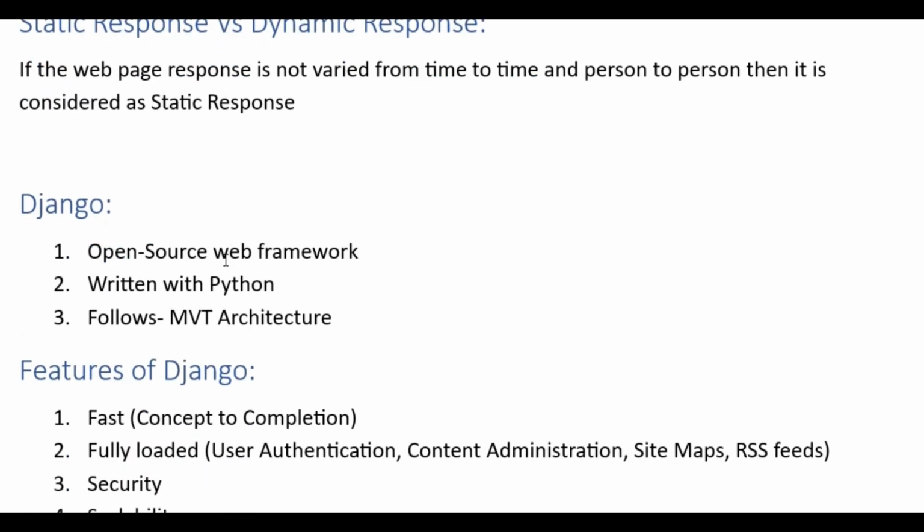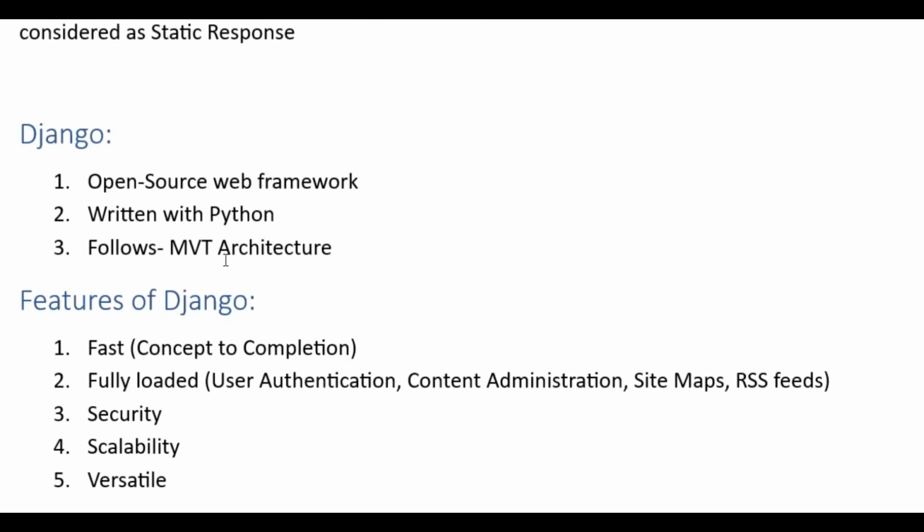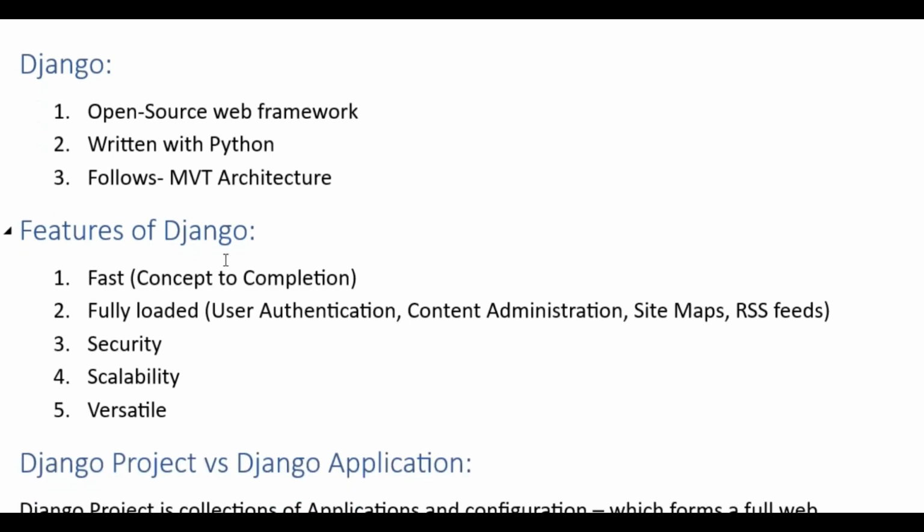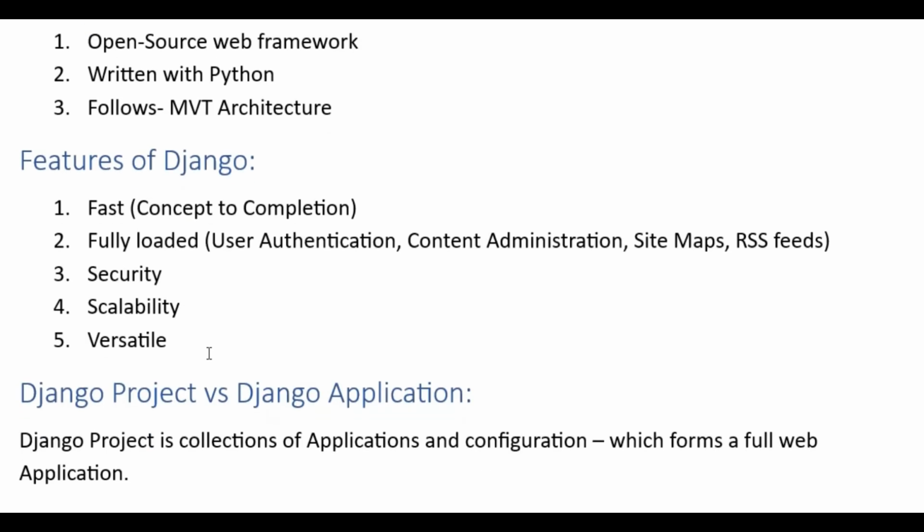Now let us see Django. We already saw it in the previous video. It is an open source web development framework, written with Python, and it follows the MVT architecture. The features of Django are: fast, which can take a concept to completion, fully loaded, security, scalability and versatile. These are the main features of Django.